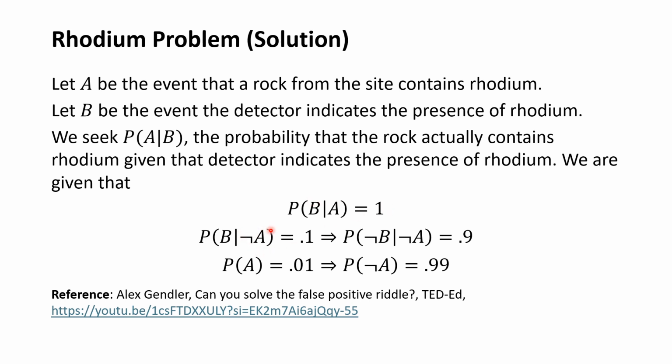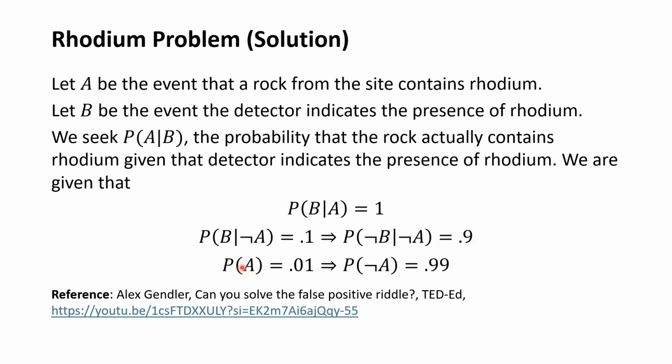If the rock doesn't have rhodium, this probability I'm pointing to down here, then the detector 10% of the time will say it does. So it's not 100. I mean, it's pretty good, but it's still going to get a false positive 10% of the time. And if the rock doesn't have rhodium, 90% of the time, it'll tell you that. So it'll give you a correct true positive, true negative, I guess you would call this, right? It's true and it's negative in the sense that it doesn't have the rhodium in it.